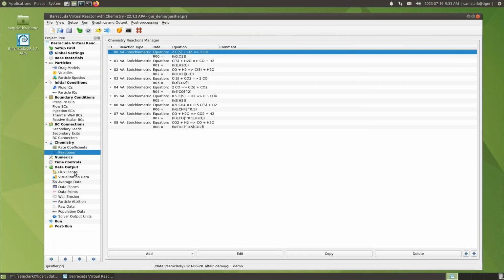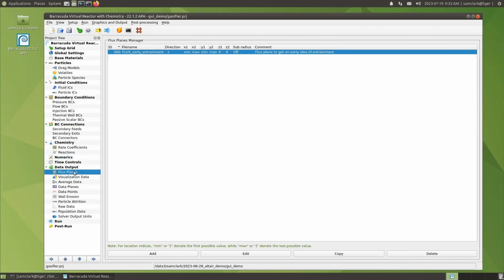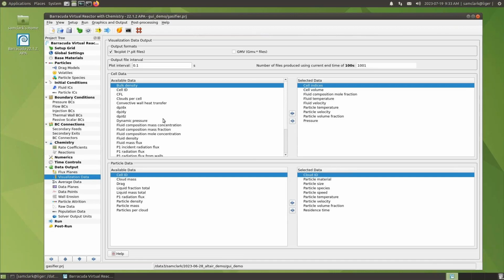So the input is pretty familiar to most chemical engineers. If we skip down to data output, there are a lot of different ways to get information about your system out of the software. We have flux planes, which are similar to the ones that we saw in the boundary conditions, where these will tell you flow rates, the mass flow rate, the energy flow rate, those types of information at any point in the simulation or any location. Visualization data gives you a lot of control over what information you're getting in Tecplot for Barracuda. And there's a lot of particle information available, a lot of cell-based information available. Depending on the system you're modeling, there's a lot of flexibility there.